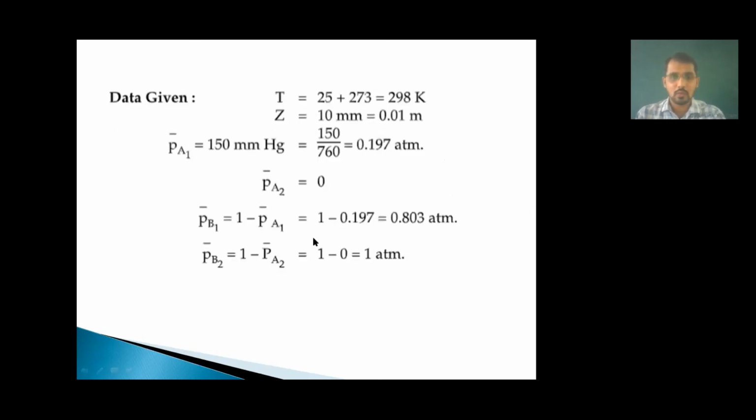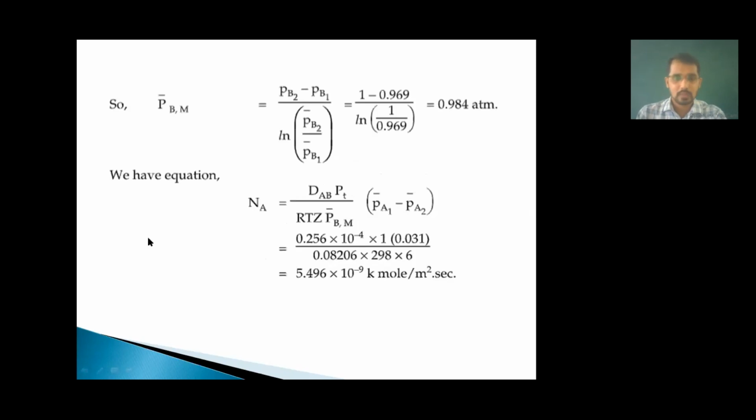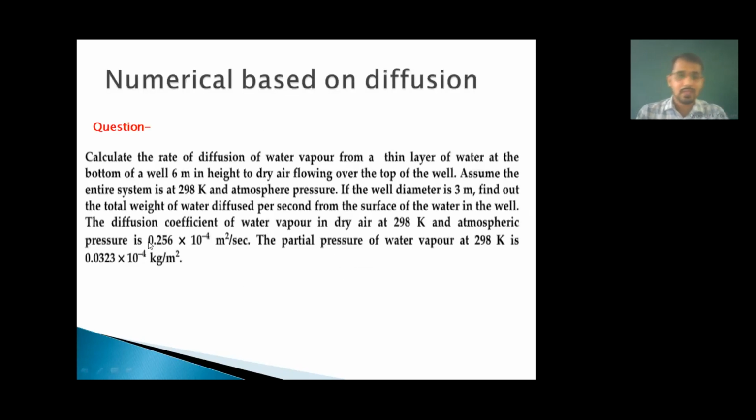So we have seen 2 numericals in this lecture. Practice these numericals. All these numericals are important from your exam point of view as well.